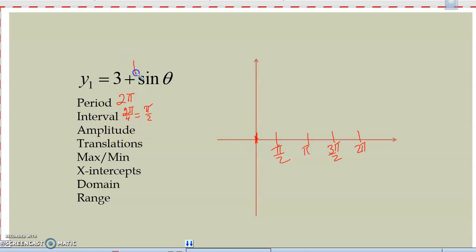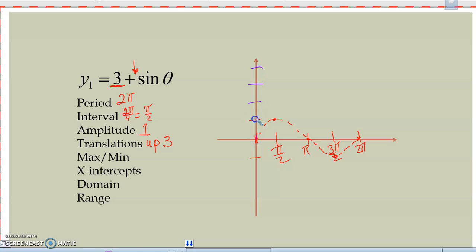Our amplitude, look right here in front of sine. There is no number there. So our amplitude is understood 1. Okay, so I'm going to go ahead and graph the original graph of our function. Okay? This is our parent function. Now, we did have a translation. This 3 is a positive 3, so it made us go up 3. That means every point is going to go up 3.